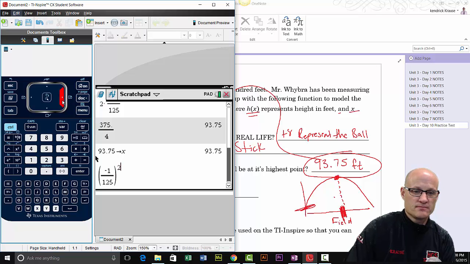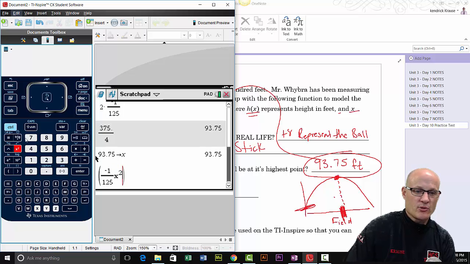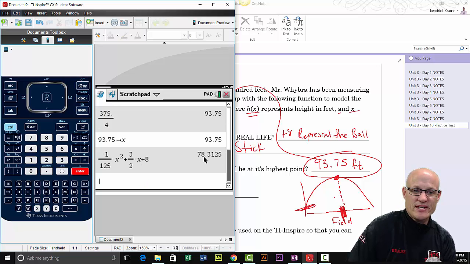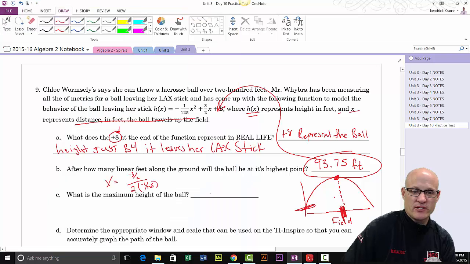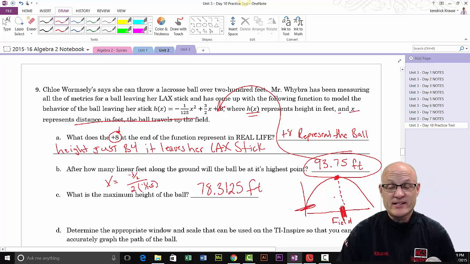The wrong button. x squared plus control division 3 over 2 x, and then we had a plus 8 at the end, I believe, right? Plus 8. So 78.3125 feet. So her ball is going to go close to 80 feet in the air.